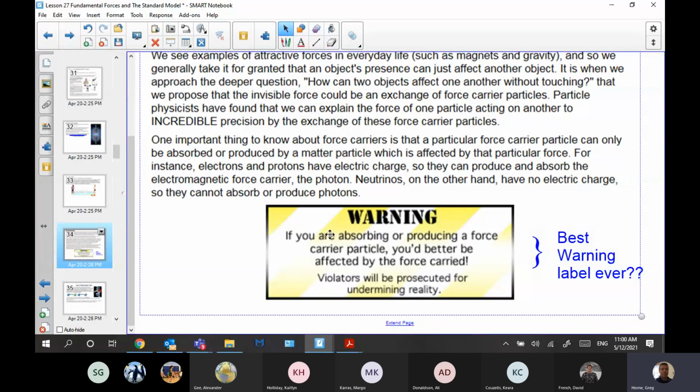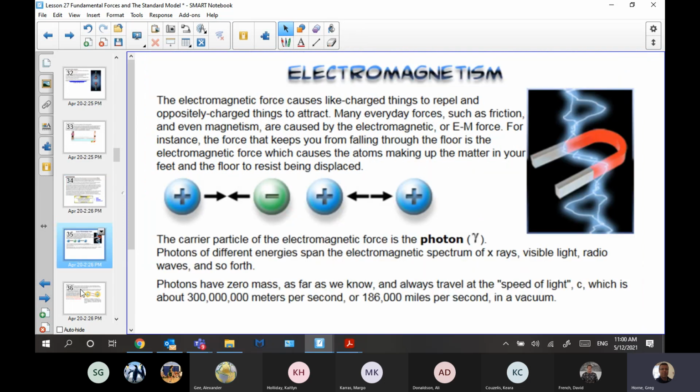I thought the warning was funny down here, though. It says, warning, if you are absorbing or producing a force carrier particle, you better be attracted or repelled by the force that's carried. And it says, violators will be prosecuted for undermining reality. In other words, the reality of the world around us, of attractions and repulsions to do with magnetism and electric force and so on that we've been talking about, are actually to do with these exchange particles. So that's just what's really going on.